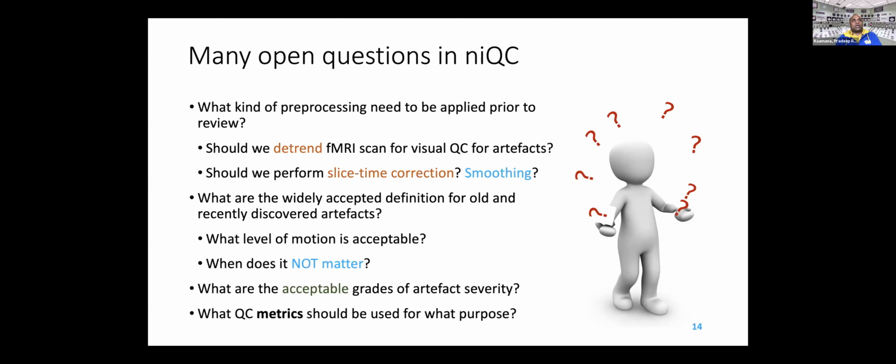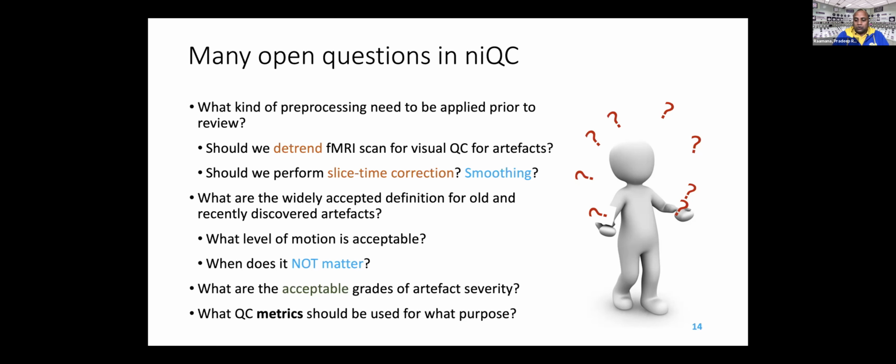I don't want to imply that people don't care about it. People do care, but it's a tough, resource intensive, and honestly painful task to do. And even when some labs set out to do it, there are a lot of open questions about how to do it. For example, with fMRI data, at what stage do we do it? Do we pre-process it before looking at it, or do we look at the raw data? What steps should be applied, what parameters to choose, what level of motion is acceptable, and for which applications does it not matter? So there are a lot of open questions as we try to get people to do QC.